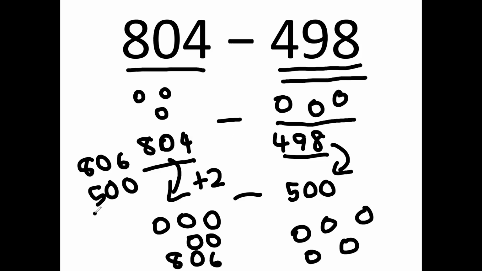We get 806 minus 500 is equal to 306, which is the same answer as what you would get if you subtracted 498 from 804.